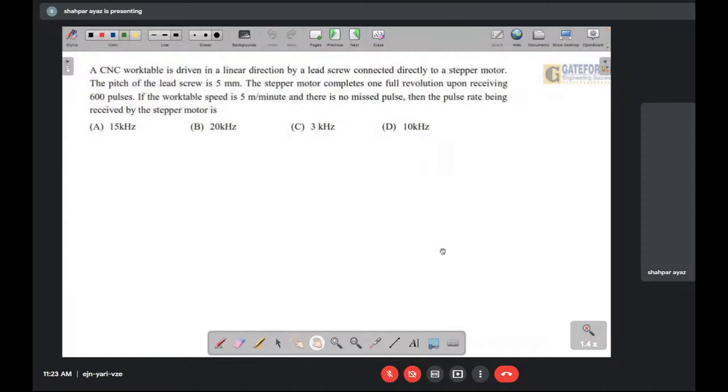Please try this problem, all of you. It's quite a good problem. An NC/CNC problem. Very easy, it is. Very good. Try to get the right answer, then I'll solve.